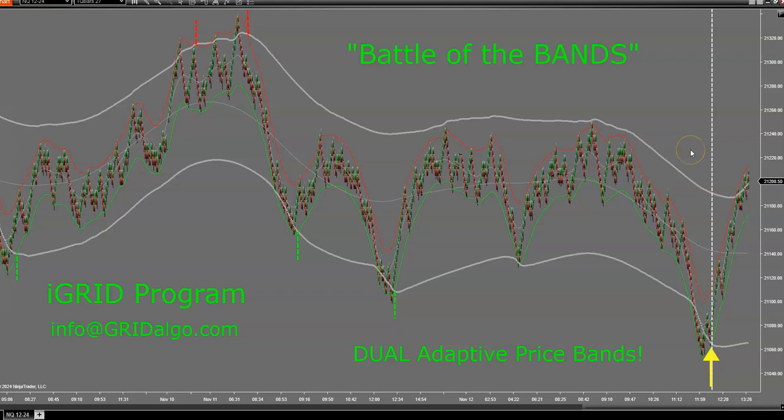Great talking to you, and that was a nice battle of the bands trade where you played one side of the bands to the other. So, you know, if you're going to do mean reversion or counter trend trading, then do it with a measured approach, and make sure you have some mechanism to tell you, okay, now it makes sense for me to be a buyer in this market, or for me to be a seller in this market. So battle of the bands, dual bands approach to quick scalping your futures prop account.